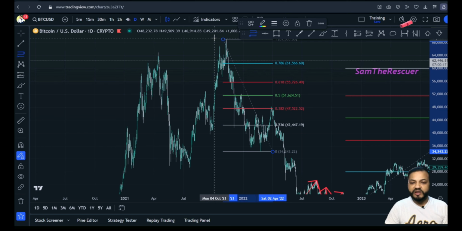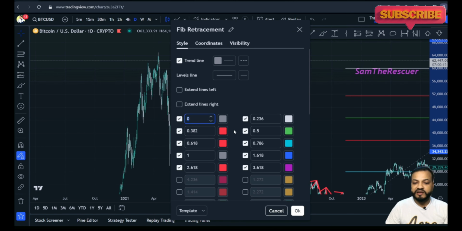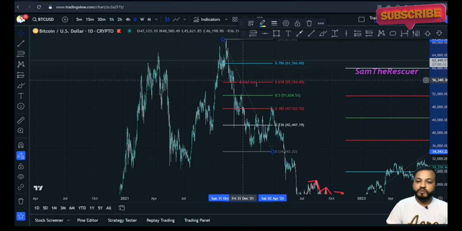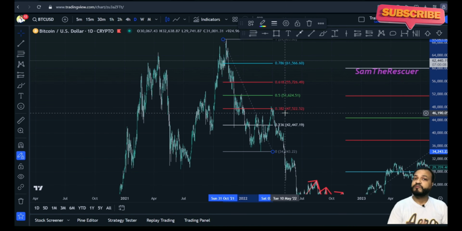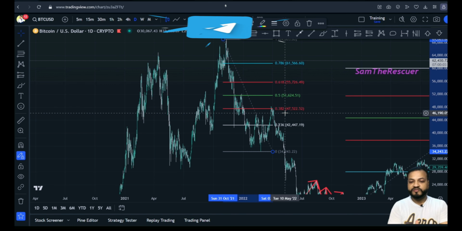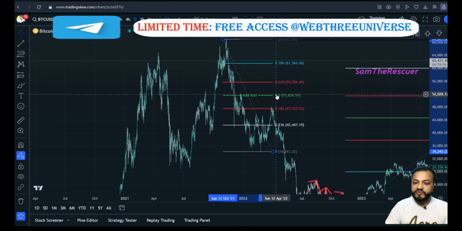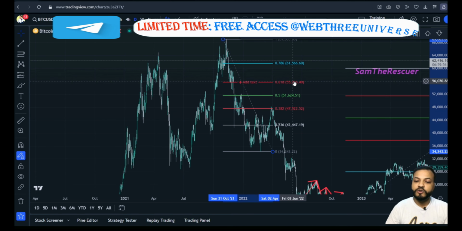You can change the colors as well. I forgot to mention, you can change the colors. These are the colors. You can change it, whatever color suits you best. So why are 618 and 382 red? I kept it red because these are important numbers. 618 and 382, these both are very important numbers because most of the time it happens that the market comes back to these places. 50% is good as well, but 618 is called the golden ratio.